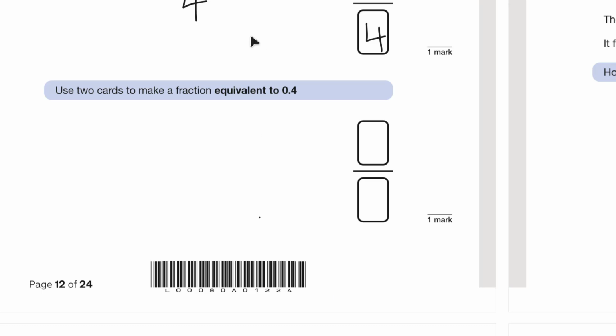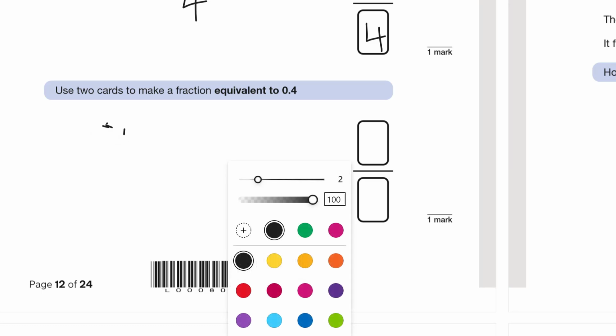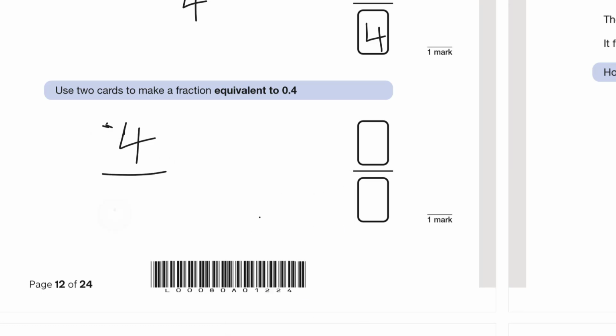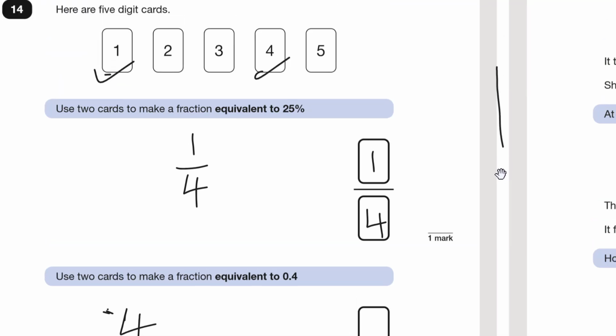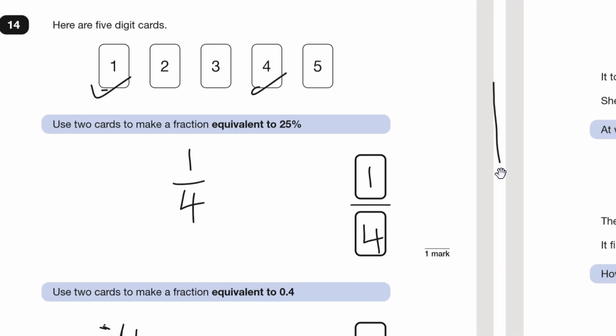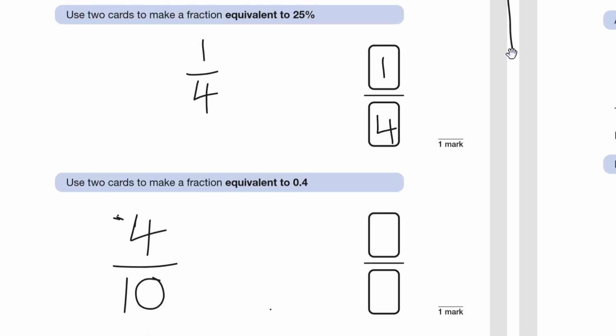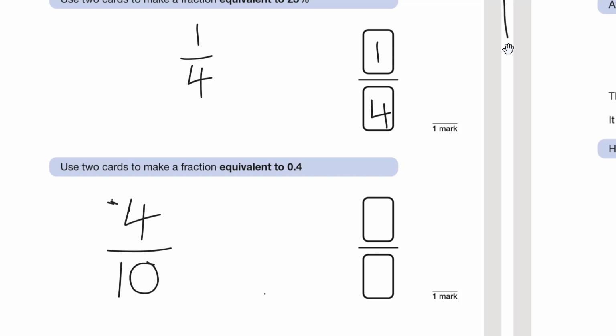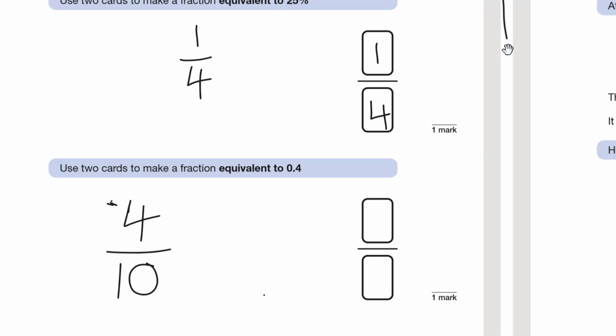I know that anytime I have a fraction, the first decimal is how many tenths there are. So I know that 0.4 is the same as 4 tenths. However, I don't have a 10 card. I do have a 4, but I don't have a 10. So I can't do 4 tenths. However, 4 tenths is a fraction equivalent to 0.4. What I'm going to have to do is find an equivalent fraction.